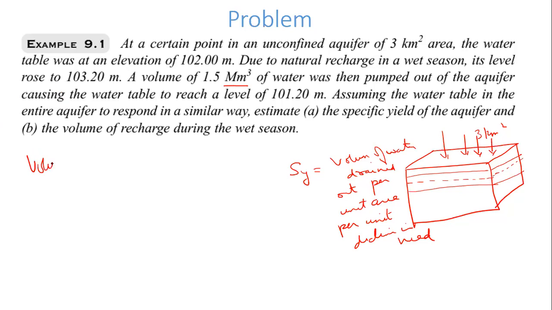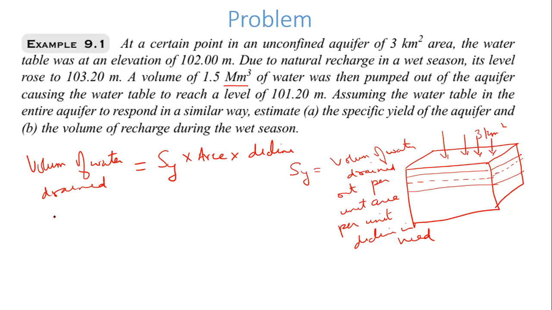So the volume of water drained will be equal to specific yield multiplied by area multiplied by decline, right? Because the specific yield is the volume drained out per unit area. You multiply it by the actual area, you will get the volume over the entire area. And this specific yield is also per unit decline in head. You're given the actual decline in head, so you can simply solve for it, right?